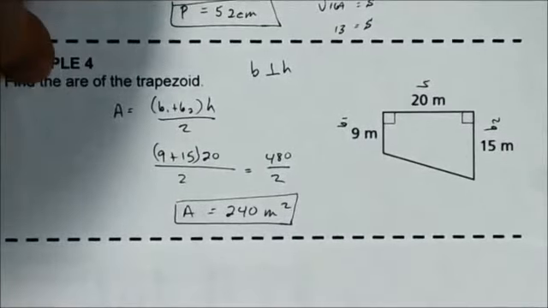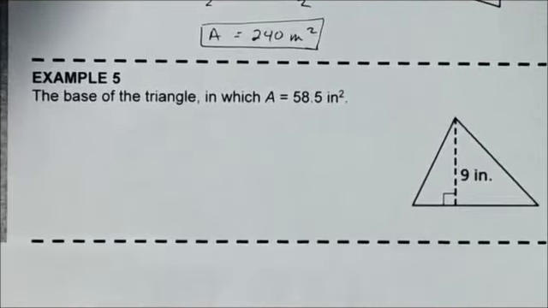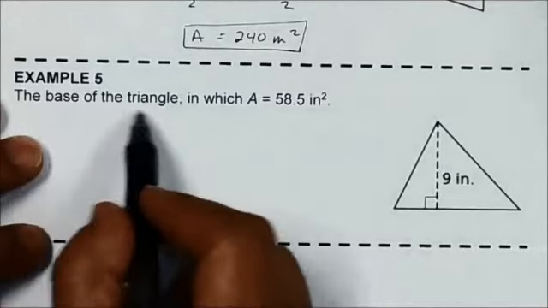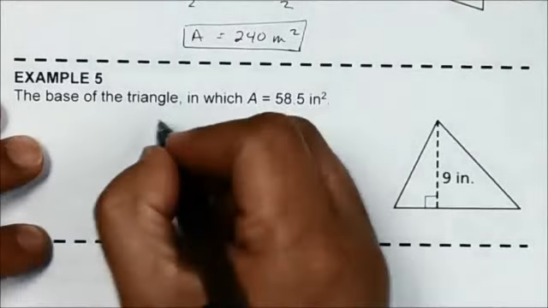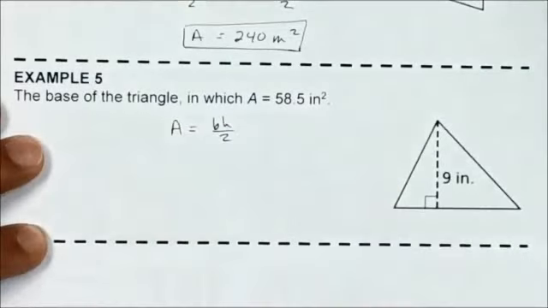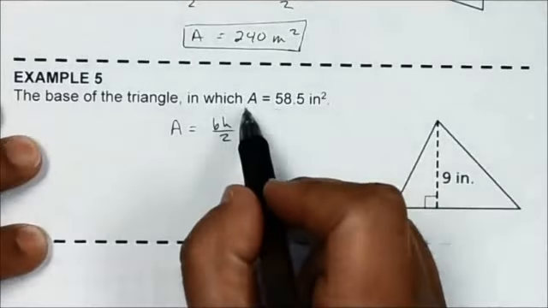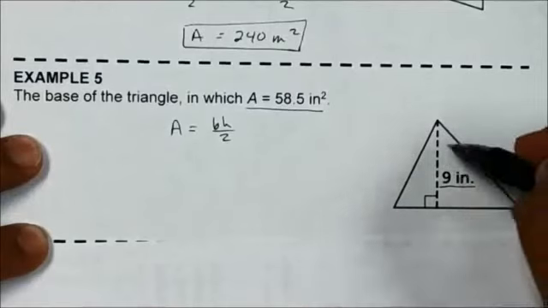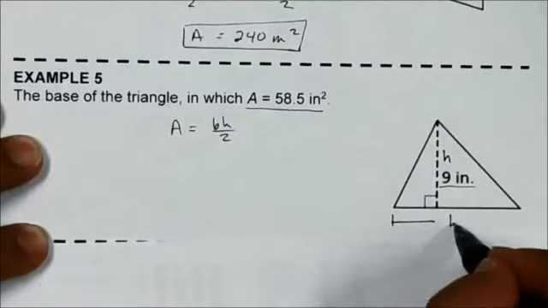Okay. Now, next example is a triangle, and I want to find the base of the triangle in which the area is 58.5 inches squared. So again, area is equal to base times height divided by 2. So again, you have to look at what information they gave you. So they gave you the area, and they gave you this 9. Now the 9 is referring to the height, so you're going to have to look for the base.